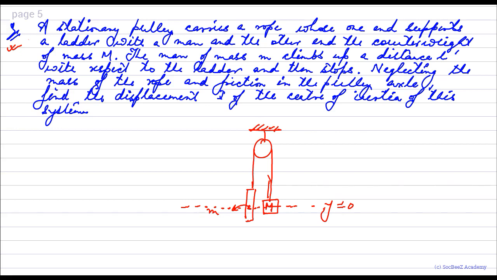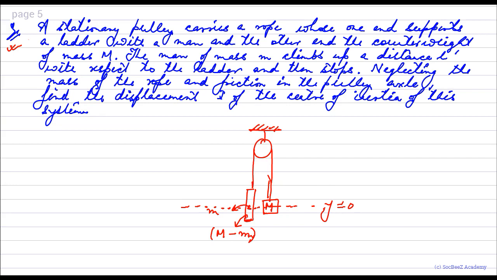Fine. So this capital M is the counterweight. Fine. So that would imply that the mass of the ladder is capital M minus small m. Fine. Because the two sides of the pulley are in equilibrium at each and every instance of time.